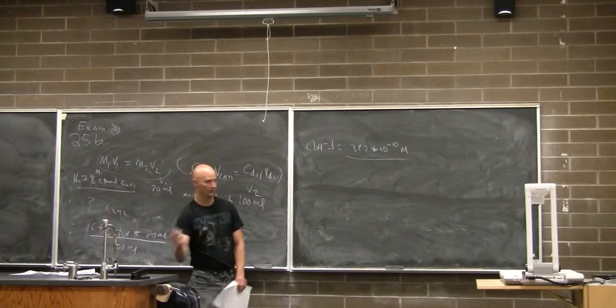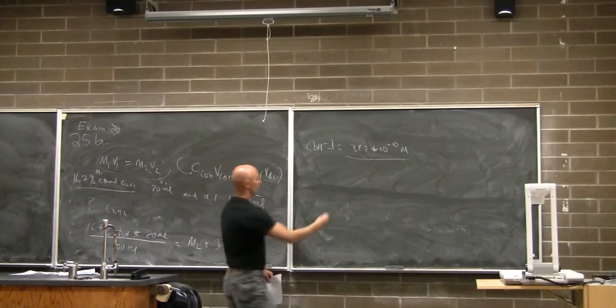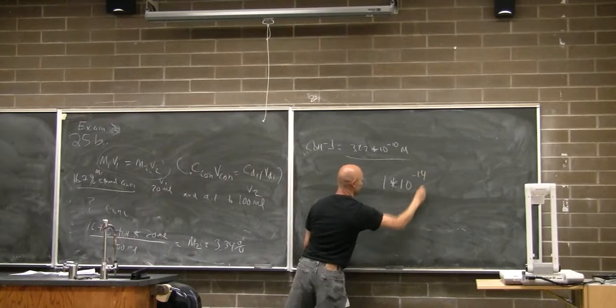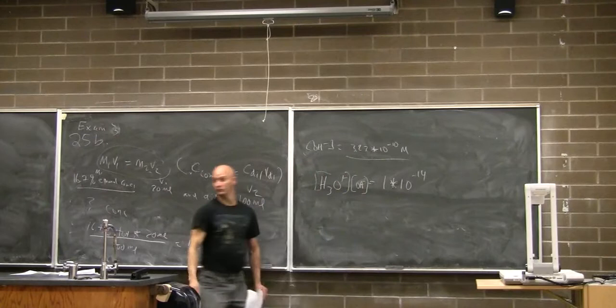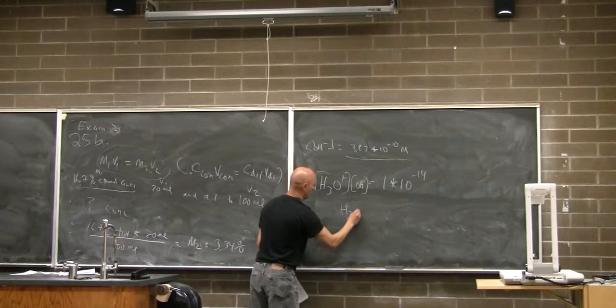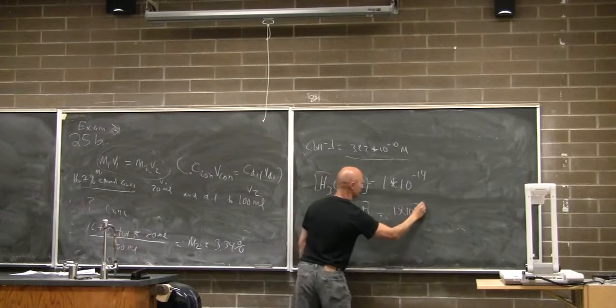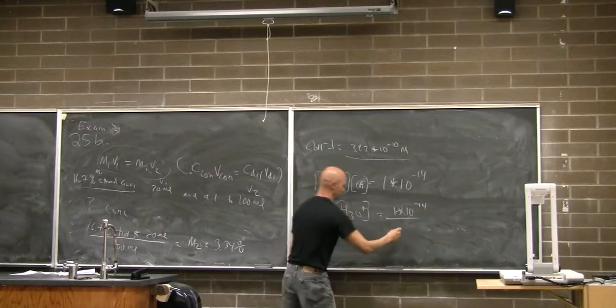So, what do you guys think? What do we need? Well, we need that relationship that the Kw, which is 1 times 10 to the negative 14, is equal to the concentration of H3O plus times the concentration of OH minus, right? So in this case, H3O plus is equal to 1 times 10 to the negative 14 divided by the OH minus concentration, which is given here.